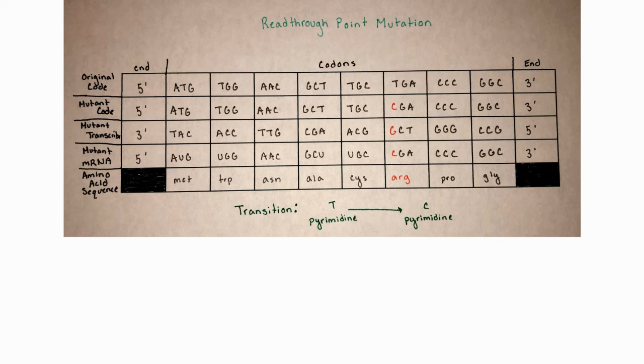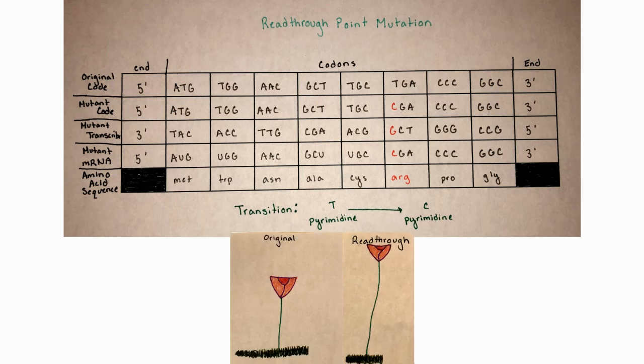This base change is an example of a transition change since the base T, a pyrimidine, is being changed into base C, which is also a pyrimidine. As you can see with the flower stems here, the read-through flower stem is much longer than the original flower stem since its amino acid sequence continued to code due to the mutation.